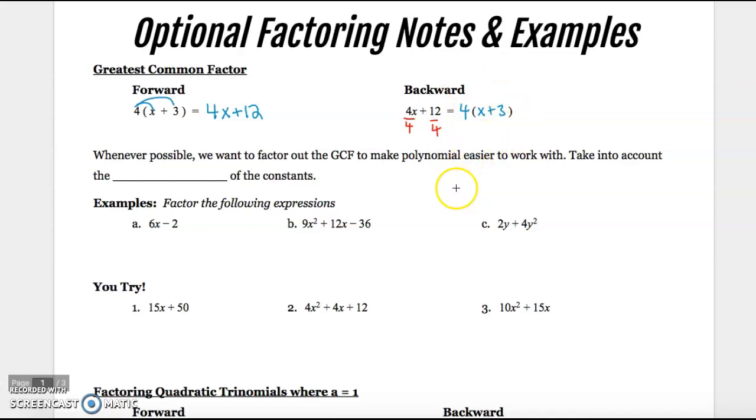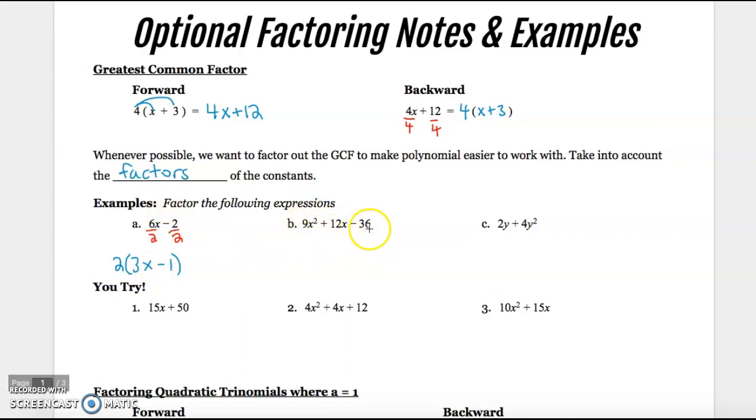Whenever possible, we want to factor the GCF to make our polynomial easier to work with. We want to take into account the factors of the constants, okay? So I'll do a couple examples, give you a second to try, and then we'll carry on in that way. So in this first example, between 6x and negative 2, I notice that both of these are divisible by 2, so I'm going to go ahead and pull out a 2. And then to figure out what's left over, you're going to treat it as dividing by that factor, dividing by 2. So 6 divided by 2 is 3, that x is still there, negative 2 divided by 2 is a minus 1, and you're done.